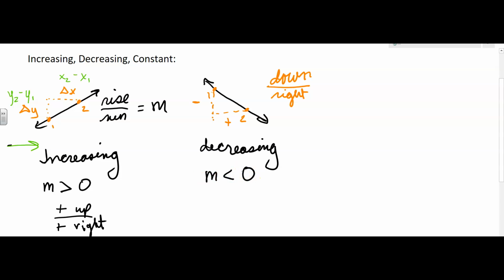Okay? So if you have a decreasing linear function, or if you know the slope is negative, those two things relate. So if it's a decreasing linear function, the slope is less than 0, or the slope is negative. Okay?